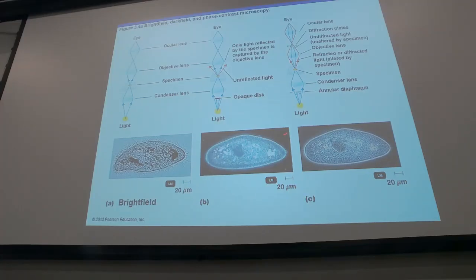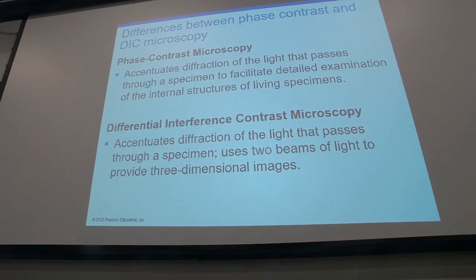and here is phase contrast. So in phase contrast, what you do is you make the diffraction more accentuated as the light passes through the specimen, so that you can see the internal components. Like these protozoans, they eat food that they encounter in the environment, and you can study the transit of food through the cytoplasm using this phase contrast.